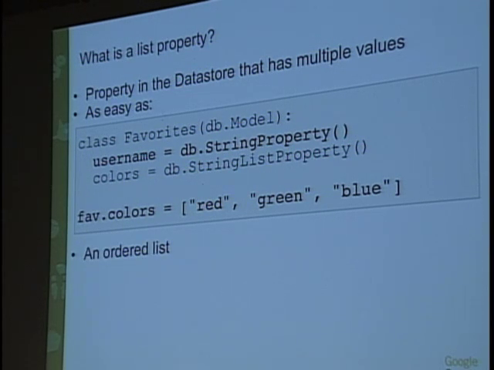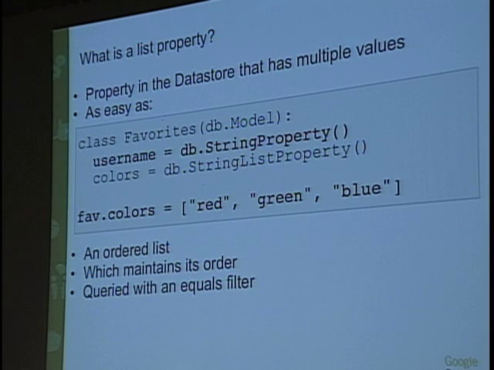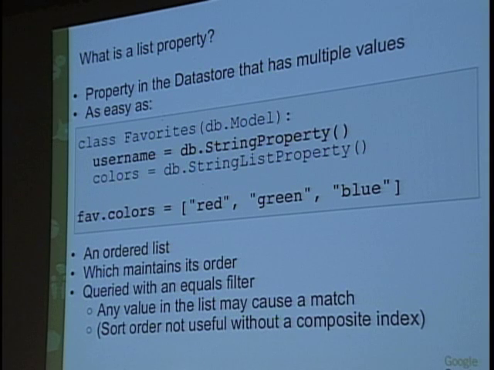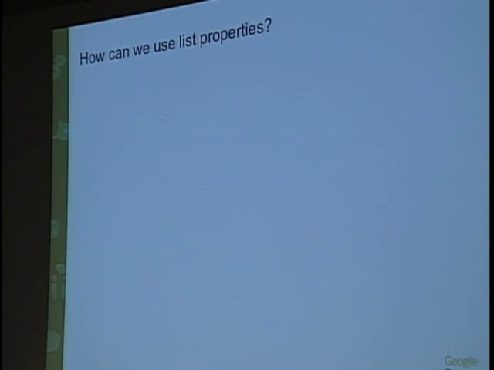A list property is an ordered list. That means that red, green, blue is a different list than blue, green, red. It's also a list that maintains its order. So when I store this in the data store and retrieve it, the order is maintained. And I can query any of these values with an equals filter. That's very powerful. That's something we'll look at later in the presentation. I should point out that the sort order is not useful unless you have a composite index. But usually this is something you can work around.